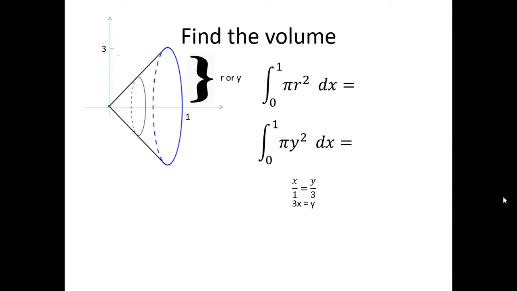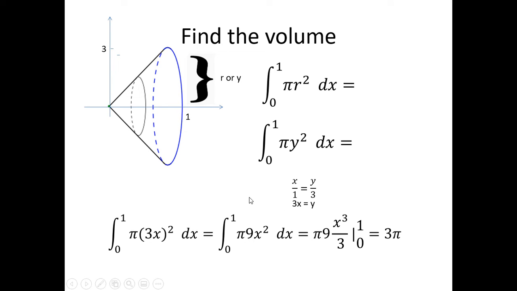Okay, so now what's y? Well, we have to square it. Pi times not y squared now, but 3x, the quantity squared, dx. So that's going to be 9x squared. You can pull the 9 and the pi out and integrate x squared, which would be x to the third divided by 3. Simplify if you'd like, but either way, you still have to put 1 in there. And then you get 3 pi, and you put 0, you get 0, so your answer is 3 pi.